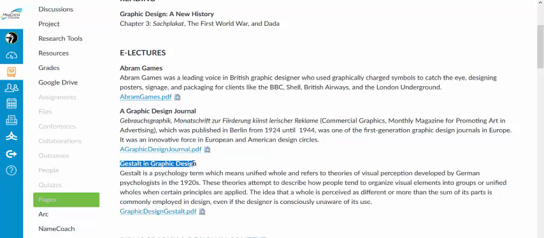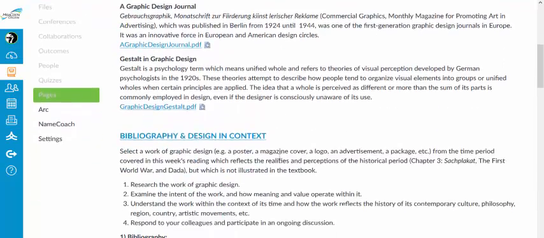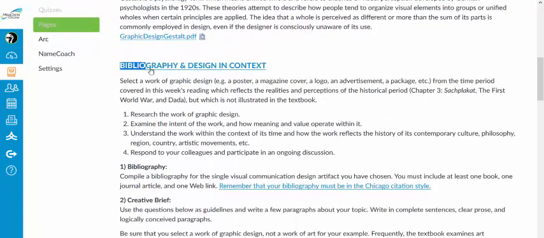magazine. Also read about the Gestalt in graphic design. Gestalt is a psychology term which means a unified whole. And in Germany in the early part of the 20th century, they created theories about how people perceive things.